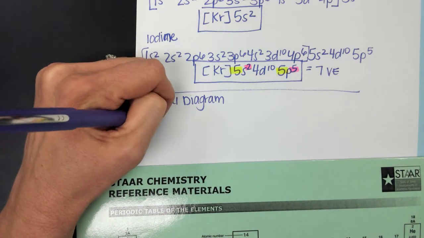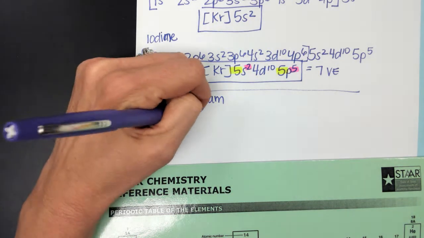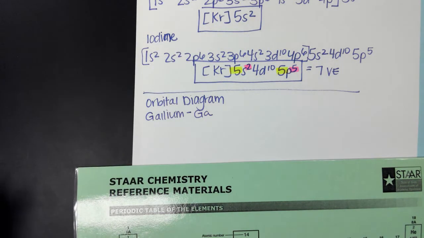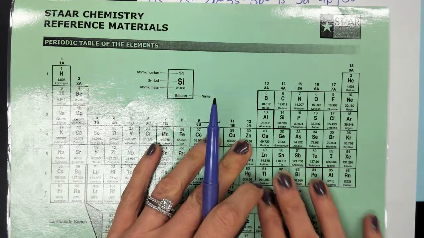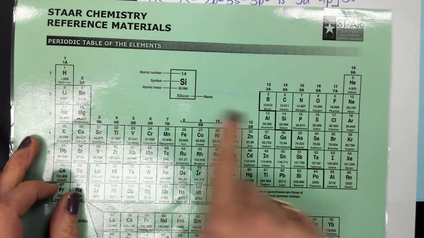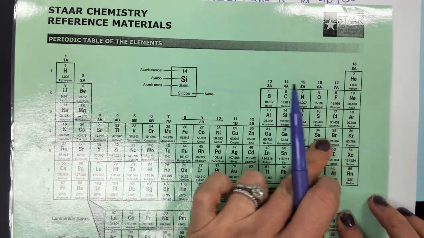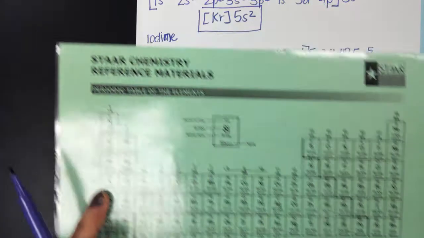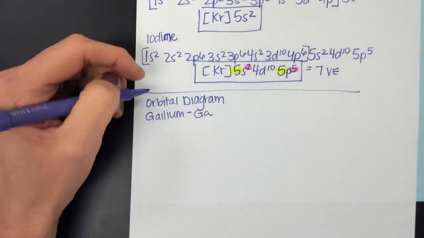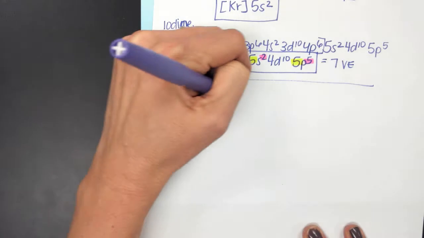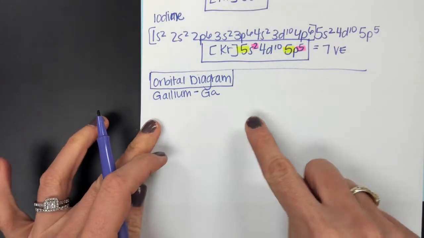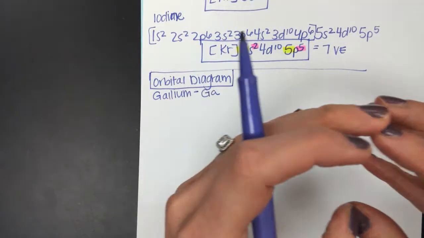So I wanted to do gallium, who's Ga. I can just kind of mindlessly go through my electron configuration until I get to whatever energy level he is on, 4. Okay? When you're doing orbital diagrams, though, you need to leave yourself space for each orbital.